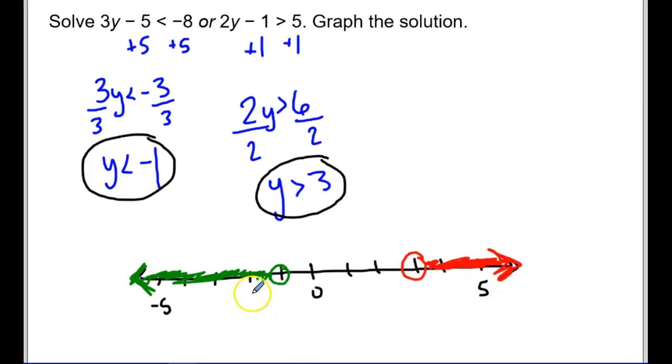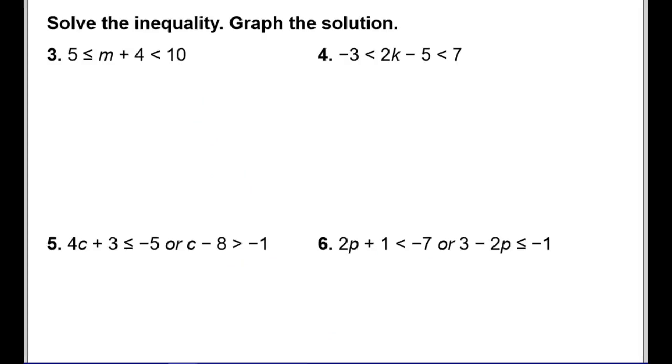So now I'm looking at my or and see that they're going in opposite directions, and that looks like a pretty good graph to me. So here are some I want you to try. Definitely try solving for them first, and then see what the graph looks like. See if you can notice any patterns.